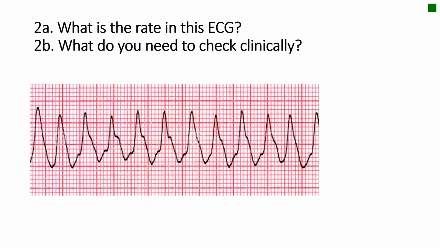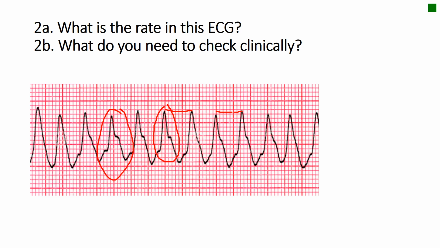So what is the rate in this ECG? Well, it's roughly 1.5 boxes in this part, 1.5 boxes between the 2 RRs in the next part of the ECG. So 300 divided by 1.5 big boxes is about 200 beats per minute. These QRS complexes are broad, so this is a problem with the ventricular tachycardia. There's not any obvious P waves.